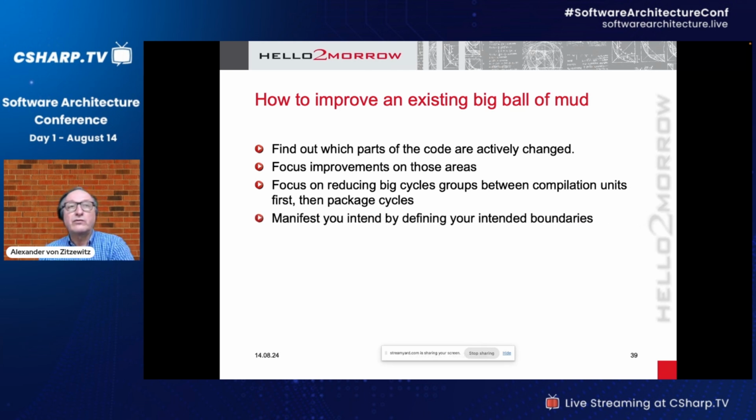I see I'm running out of time. We're almost at the end. I have to go a little faster here.